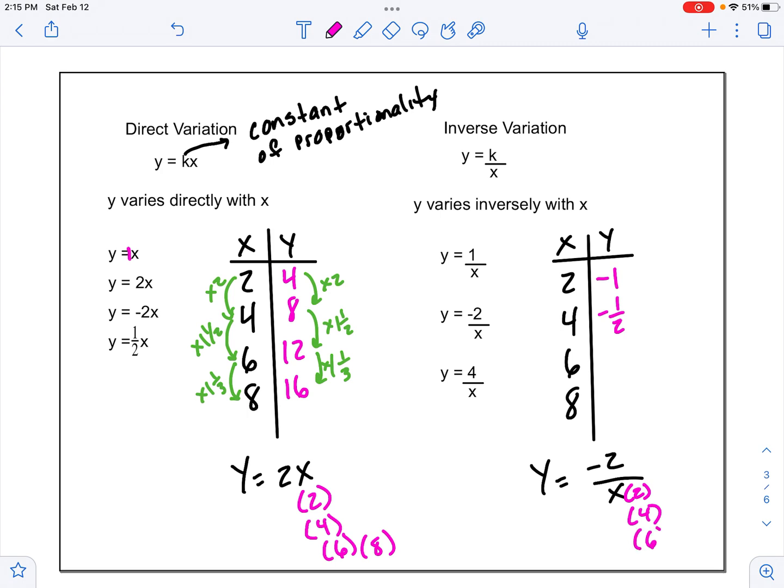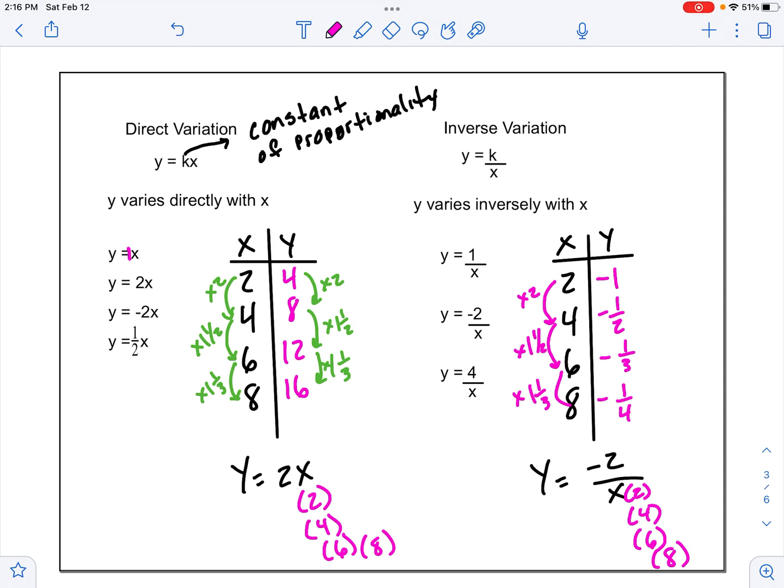I'm going to put a 6 in here. So now I have -2 over 6. If I reduce that -2 over 6 down, this becomes -1/3. And then if I do this with this 8 in here, so -2 over 8, it becomes -1/4. So let's look at this. This is times 2. This is times 1.5. And then this is times 1 and 1/3.